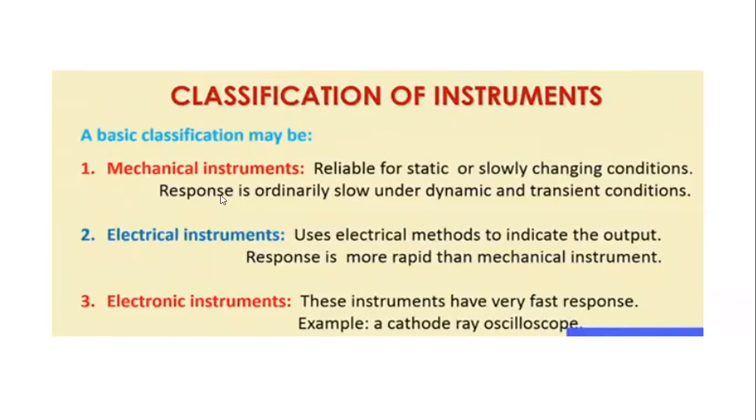Okay, an electrical instrument is one which uses an electrical method to indicate the output. So the response is faster than a mechanical instrument. And electronic instruments are very fast, having a fast response. For example, a cathode ray oscilloscope to visualize our signals in a sinusoidal, square or any other waveform. To represent that, we use the CRO as an instrument. So generally we can classify the instruments as mechanical, electrical and electronic instruments.